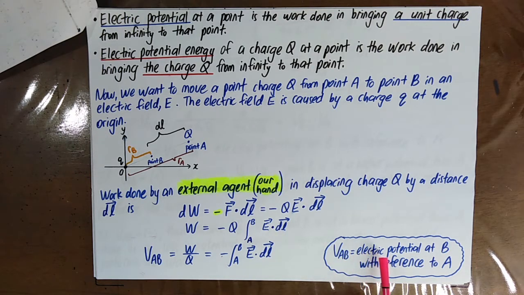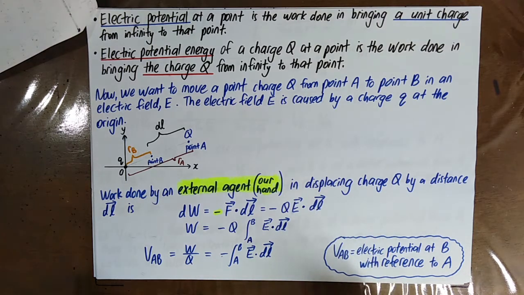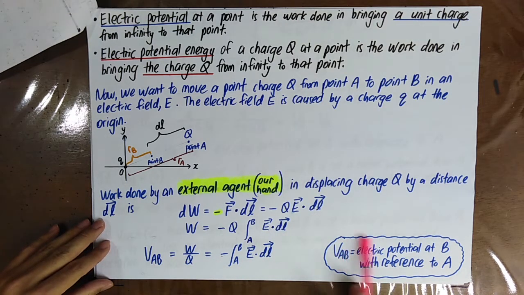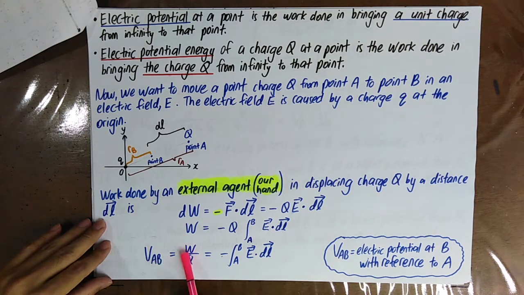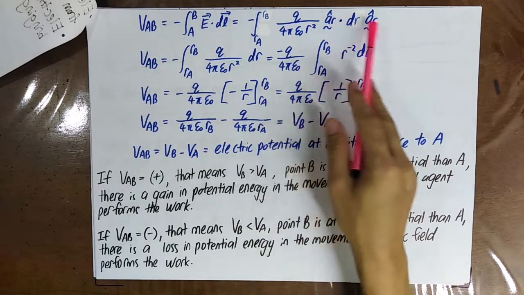VAB equal to the electric potential at B with reference to A. Remember that I use the word define because the electric potential actually depends heavily on your definition. Different textbooks might have different definitions of the electric potential. Therefore, you really have to check the definition very well. So now we define VAB as this. So VAB equal to W over Q equal to this one, and then you do your mathematics.